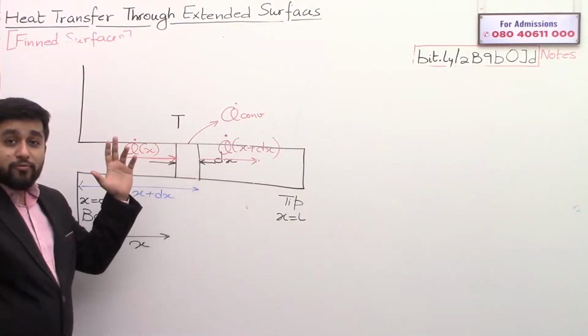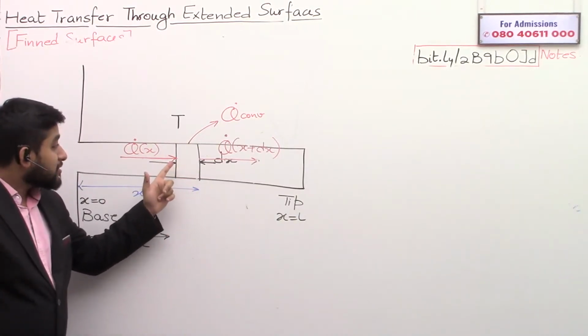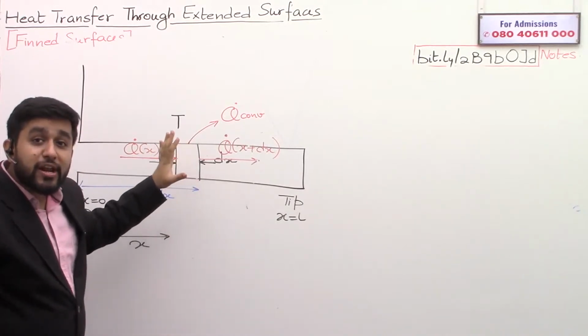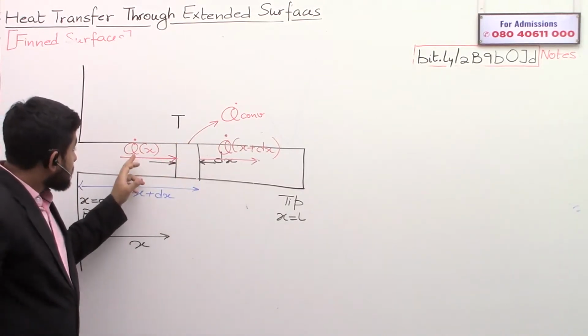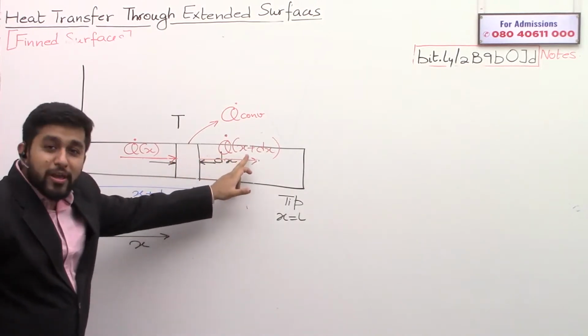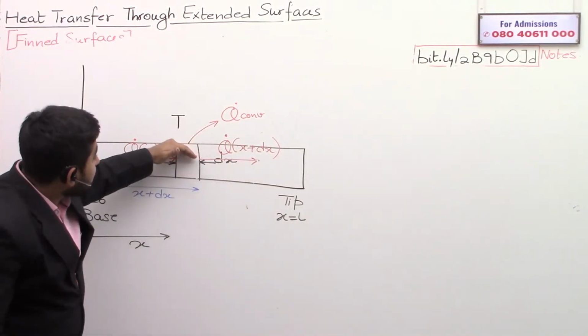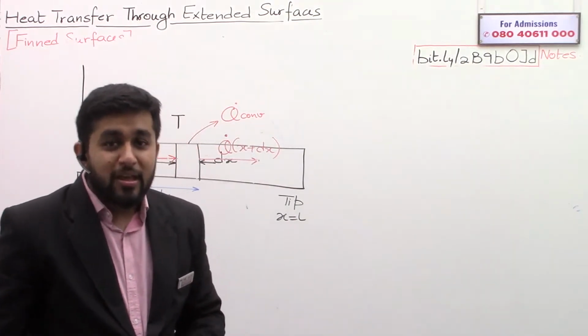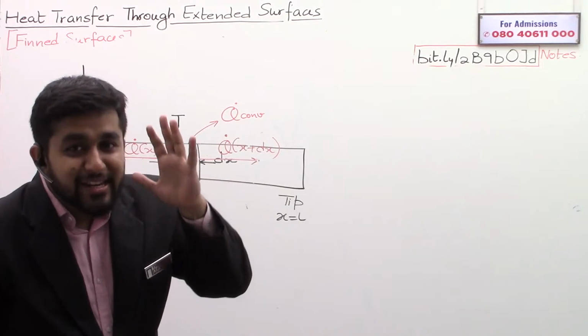So we were trying to figure out this element. We were looking at what the energy interactions are for the element. Some heat is coming inside by conduction, some heat is going outside by conduction, and some heat is going outside to the atmosphere by convection, but the system is at steady state.